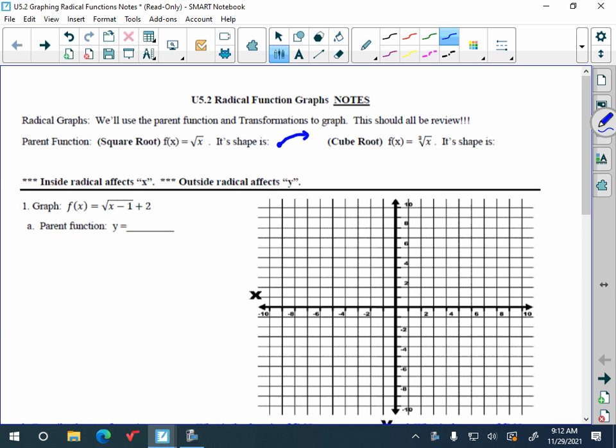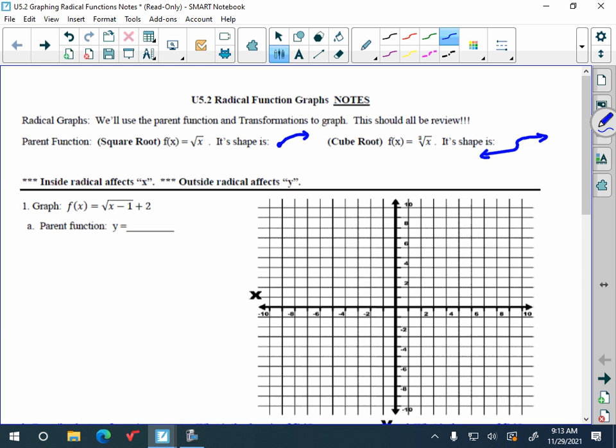Then the cube root is the S shape, but it's going to run horizontally, kind of like the cubic, which runs vertically. So the cube root runs horizontally. It has two arrows. If you cover up the bottom part of the cube root function, you get the square root function right there.